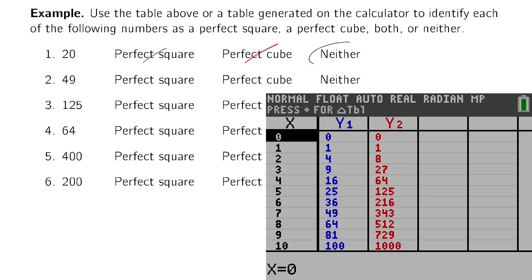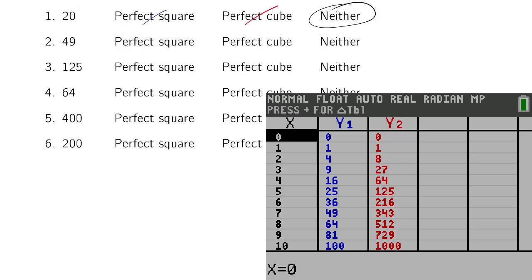It must be that it's neither of those. 49, I see that 49 is in fact a perfect square. Right? 49 is 7 squared. However, I see that it's between 27 and 64, so it's not a perfect cube. I see that 125 is a perfect cube, right? It's 5 cubed, so it is a perfect cube.